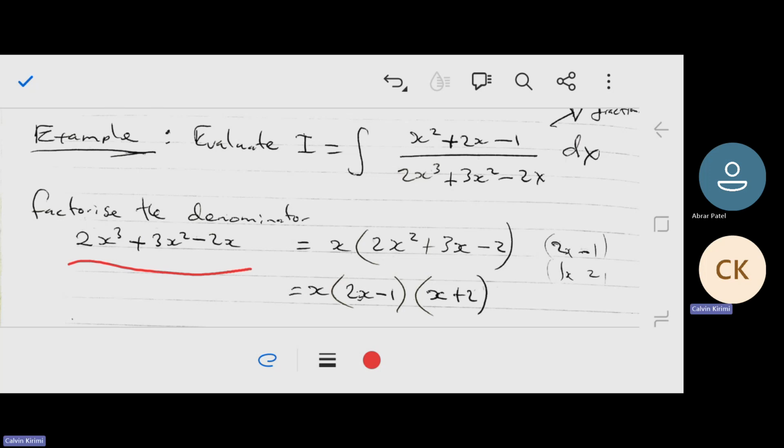So in this case, if you want to factorize that, we can see that x is common in all the terms. We are having 3 terms. So when you factor out x, we are going to be left with 2x squared plus 3x minus 2. Then this is a quadratic equation.